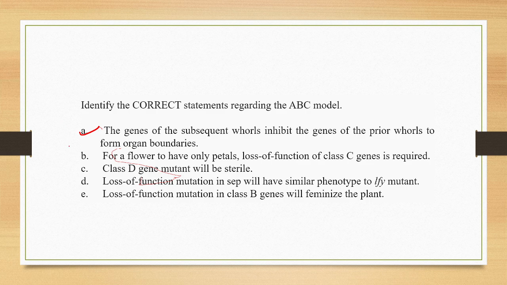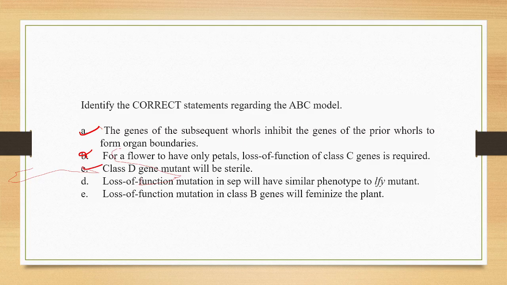Then third option is class D gene mutant will be sterile. Now, you can say that we haven't studied anything about class D genes. We have only studied A, B, and C. Now, what is D? Basically, class D genes are involved in ovule development. So, if the genes which are responsible for ovule development are mutant, that obviously means that those plants would be sterile due to defective ovules, which are essential for seed formation also. So, therefore, this option becomes correct.